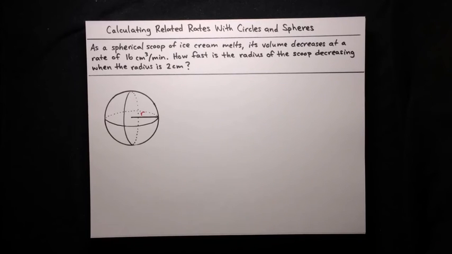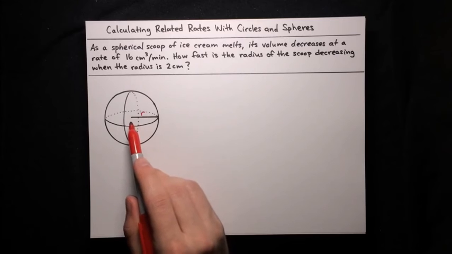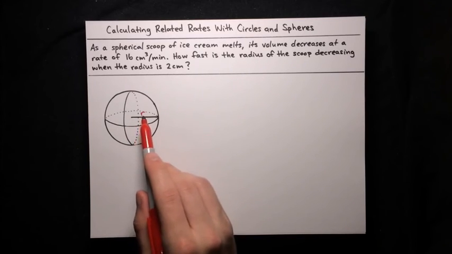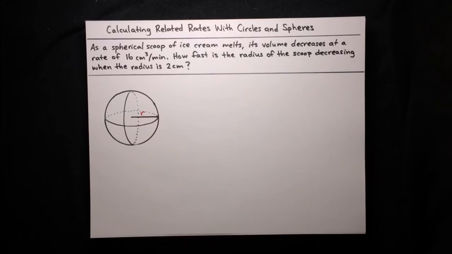First of all, let's get a sense for what's going on physically here. We're told that the volume decreases at a rate of 16 centimeters cubed per minute. That means the volume is getting smaller, so the scoop of ice cream is getting smaller. And as the sphere gets smaller, the radius is getting smaller and smaller. So the radius is decreasing also because the volume is getting smaller. And we want to find how fast that radius is decreasing. Okay, so that makes sense.